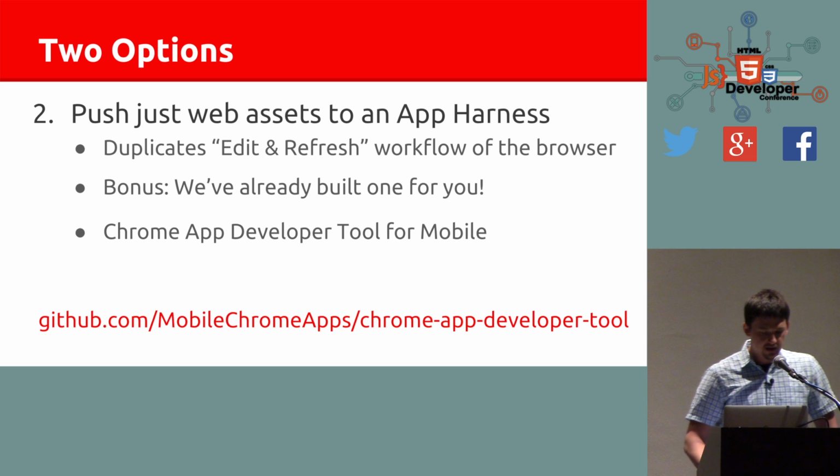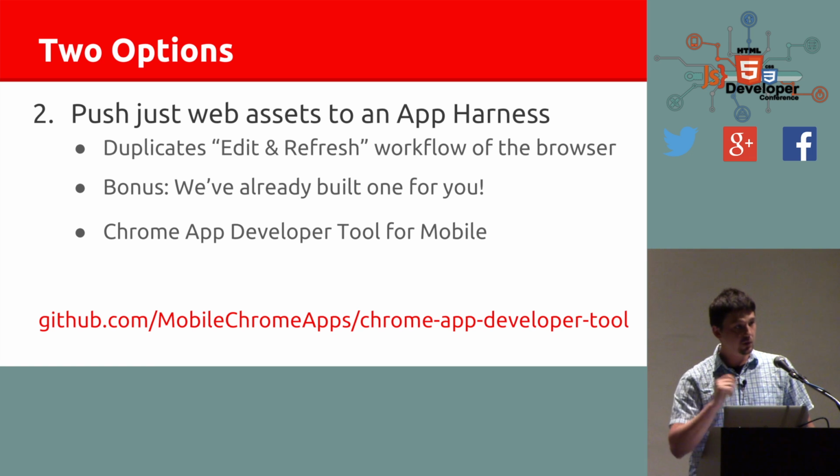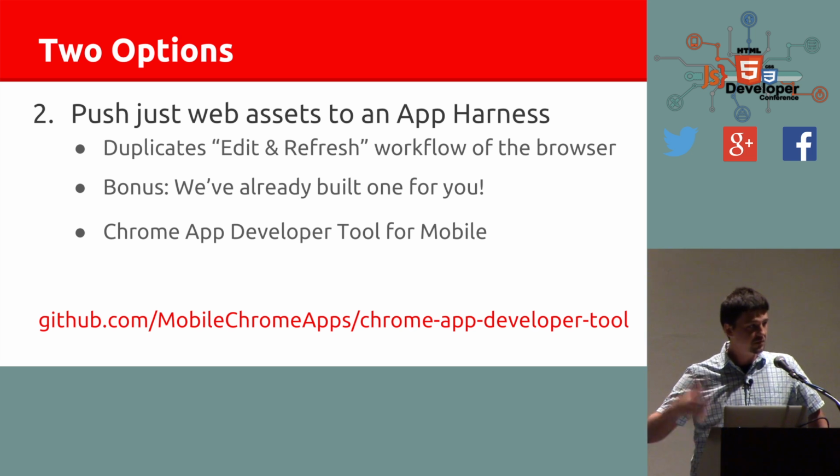But there's a second option, and that is we have built an application shell that runs on your mobile device, and you can push just your web application assets over. And so you get this edit, refresh workflow just like you would in the browser, except to your mobile device with platform APIs, all of the Chrome APIs. You can build this yourself, and you can customize the plugins, but we've already built one for you that you can just install, and that's called the Chrome App Developer Tool for mobile. There is a Chrome App Developer Tool for desktop, which helps you develop Chrome apps on desktop. So just be sure you get the right one depending on what you're trying to do. It's also open source. It's on our GitHub, so you can go get it there. There are instructions on how to install it.